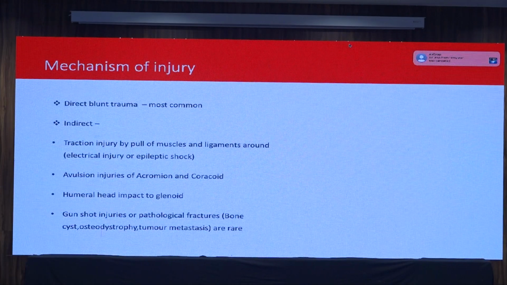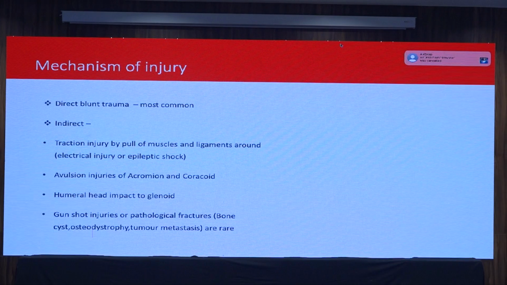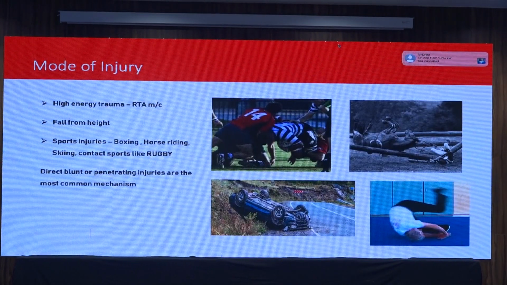So how is it injured? It's a direct blunt trauma, high velocity trauma. The traumas can happen like this: road traffic, fall from height, and other injuries.